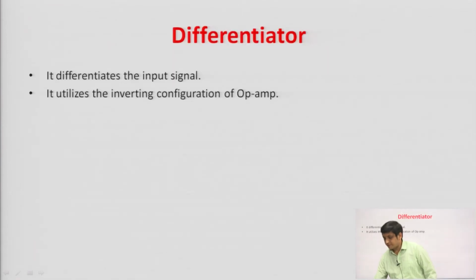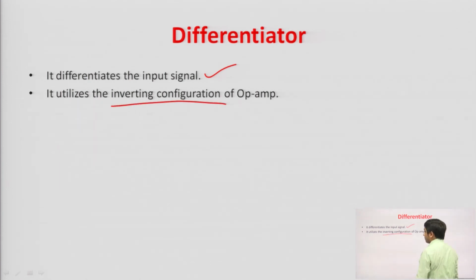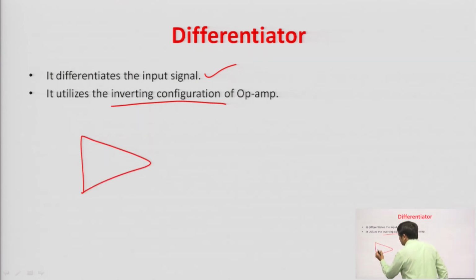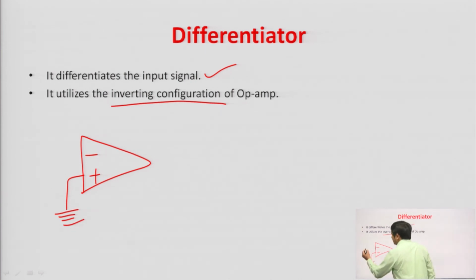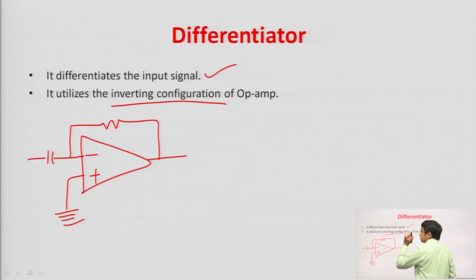Next one is the differentiator. A differentiator is a circuit which differentiates the input signal. It mainly utilizes the inverting configuration of the op amp. To design this differentiator circuit, just interchange the resistor and capacitor of the integrator. Since we are utilizing the inverting configuration of the op amp, the non-inverting terminal will be grounded. At the input side there will be a capacitor, and in the feedback there will be a resistor. Just interchange R and C in the integrator, and we get this differentiator circuit.